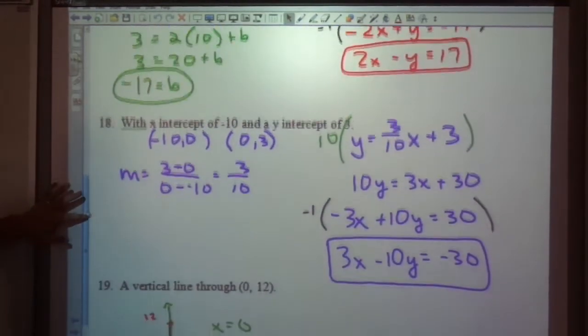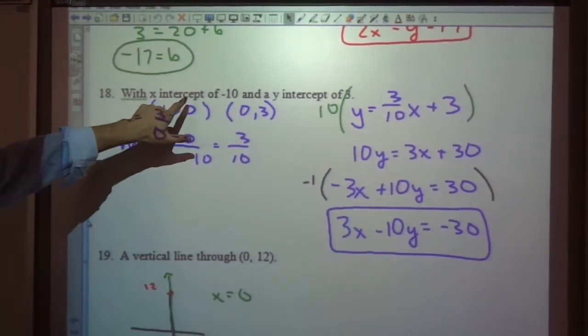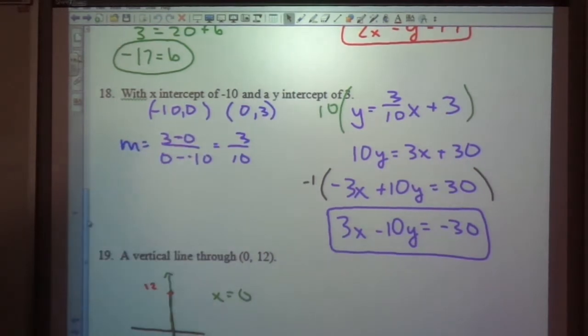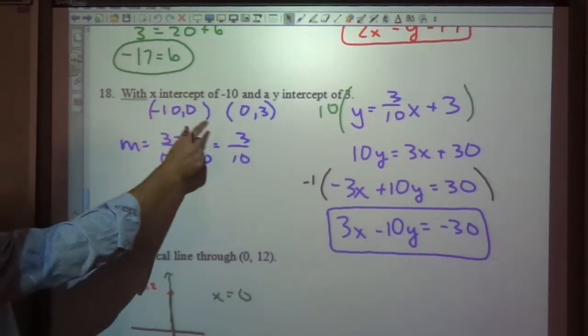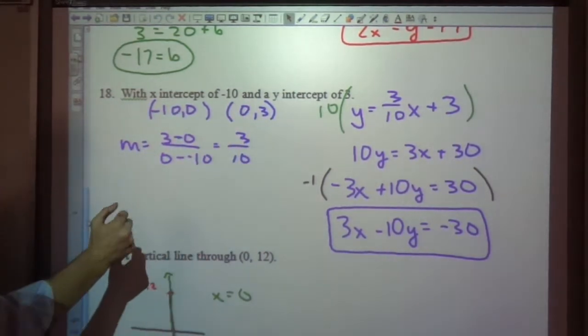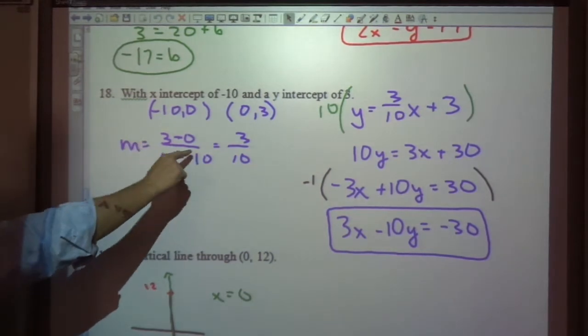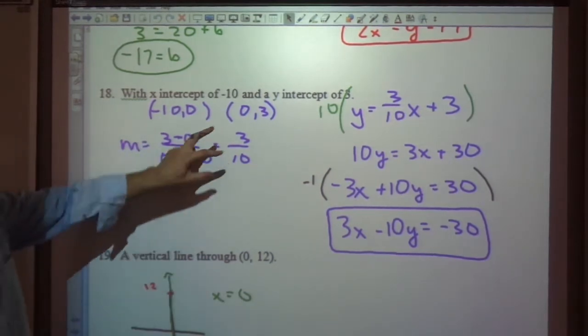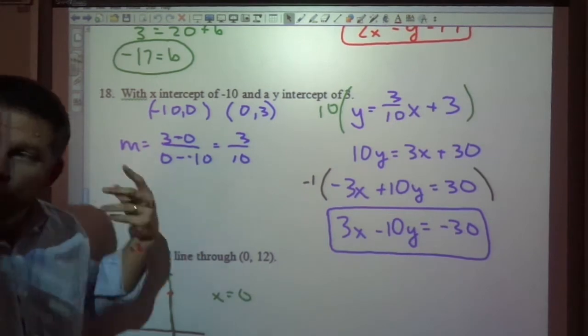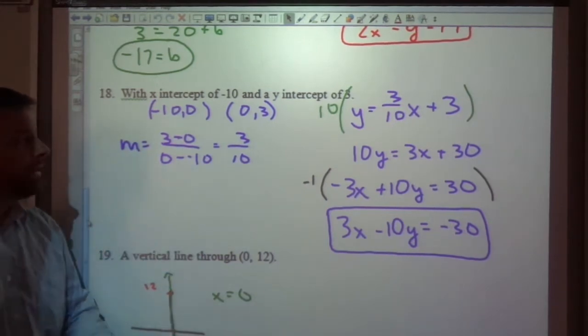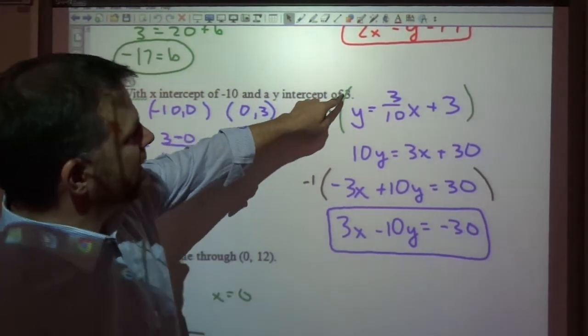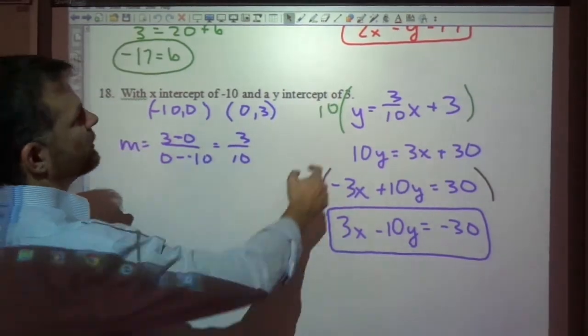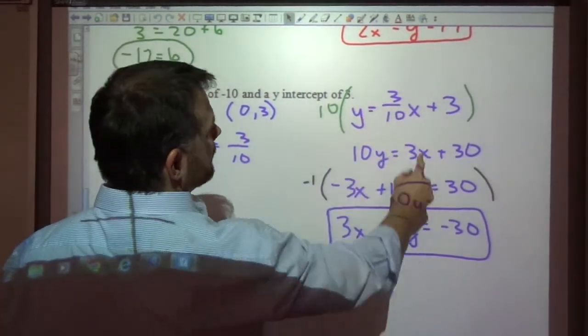Moving on, number 18. We've got an x-intercept and a y-intercept, so that gives me this point for my x-intercept and this point for my y-intercept. I can do y2 minus y1 over x2 minus x1 and get a slope of 3/10. If I only had a y-intercept, I could write the equation. Oh, lucky me, they told me the y-intercept was 3. So it's y equals 3/10 x plus 3.